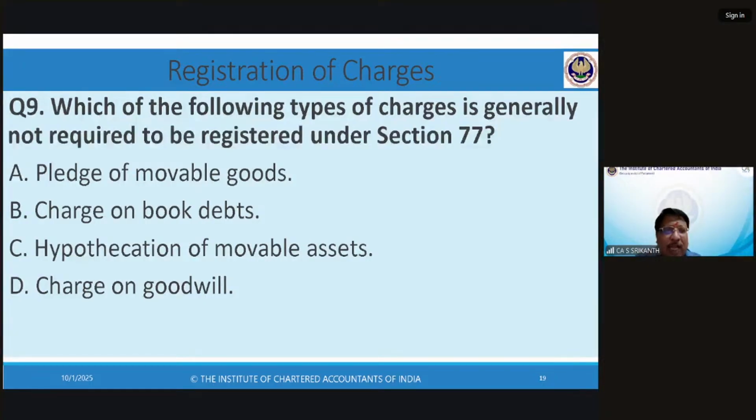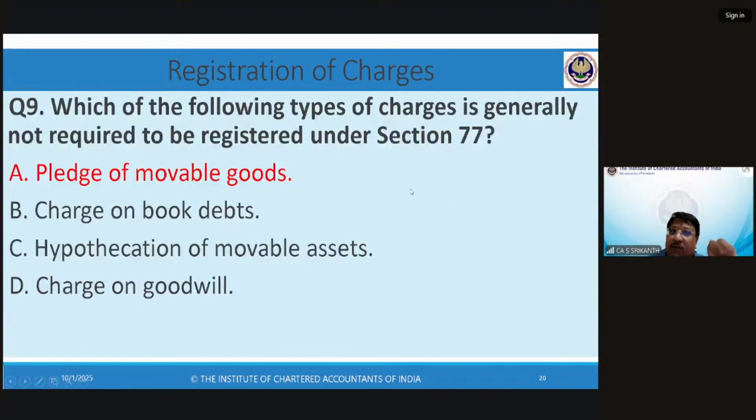So, see, this is something I'm teaching you. If you ask me, catch my collar and say, where is it in the section? I cannot show you. Old law, it was there. New law, as usual, our friends have goofed it up. It's not there. But normally, we don't create a pledge on movable goods. Even when the company is pledging shares, it is not registered under the Companies Act. Okay. Pledge of movable goods is the correct answer.